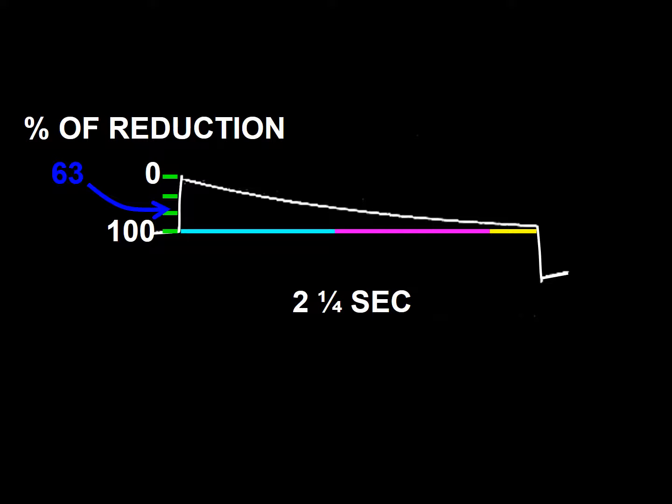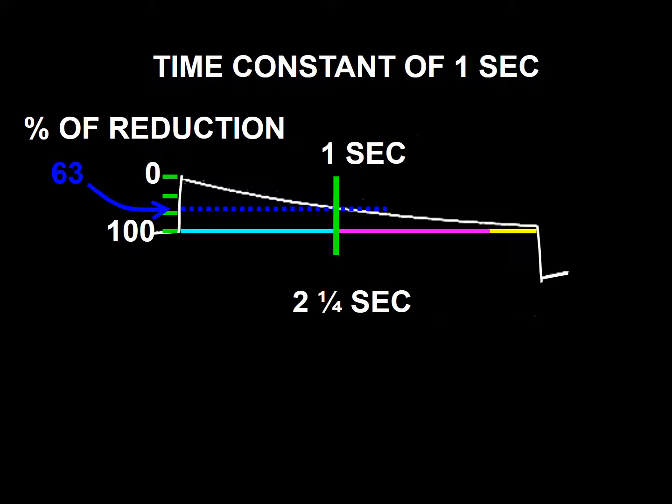The way to determine the time constant of a wave consists of drawing a horizontal line from the 63% point, and at the point where the horizontal line you have just drawn cuts the drop in the wave, there you draw a vertical line towards the base of the wave. The number cut by this vertical line represents the time constant of the given wave, in this case 1 second. So looking at this wave, we should say that the time constant is 1 second.